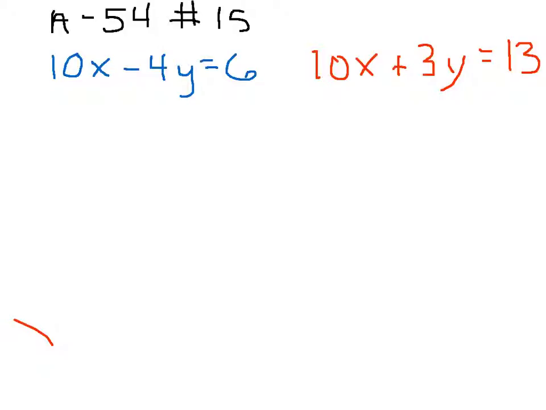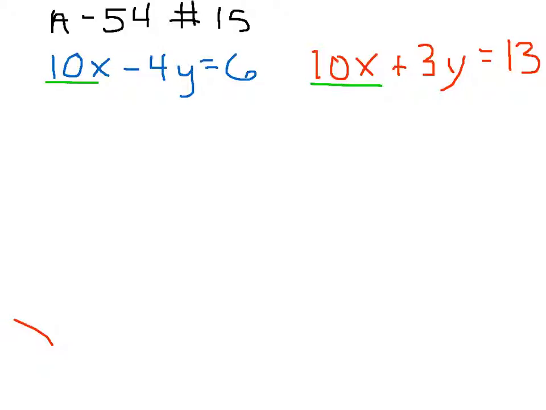Alright, so in this case here, I'm happy. I have both of them starting with 10x, but they're not opposite one another. So in order to make that coefficient on x easier to eliminate, since both of them start with 10, I'm going to take the equation that's in red and multiply the whole thing through by a -1. Don't forget that you need to multiply every single term by -1.